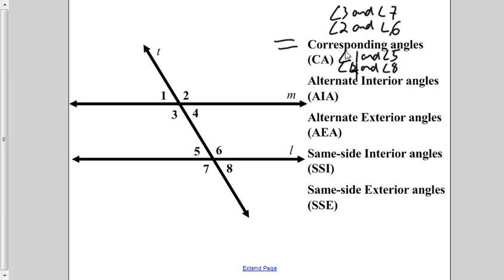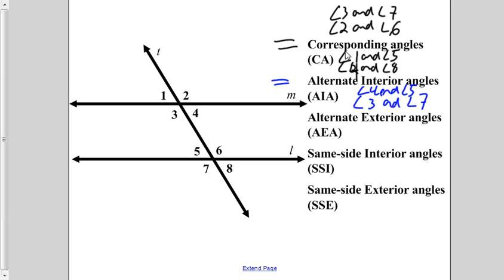We're looking at alternate interior angles next. Can anybody give me an example of an alternate interior angle? 4 and 5, good. There's one more alternate interior angle. 2 and 7? Nope. 3 and 6. The reason it's those and not 2 and 7 is because they're inside the parallel lines, and these are also equal to each other.